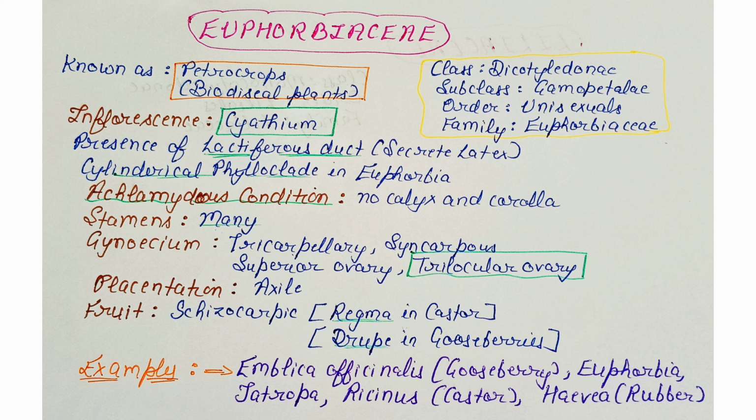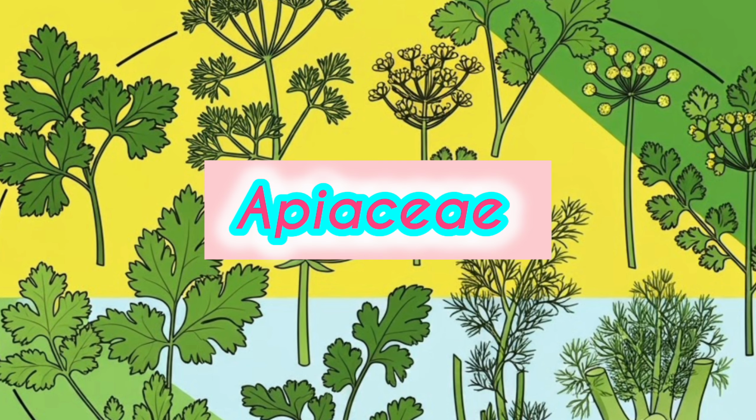The stamens are many in number and gynoecium is tricarpellary and syncarpous. Superior ovary is there. Presence of trilocular ovary is seen. Placentation is axile and fruit is schizocarpic. But in castor, the fruit is regma and in Indian gooseberries, the fruit is drupe. Examples are Emblica officinalis, that is gooseberry, Jatropha, which is an important biodiesel plant, Ricinus, that is castor, and Hevea, which yields the rubber.